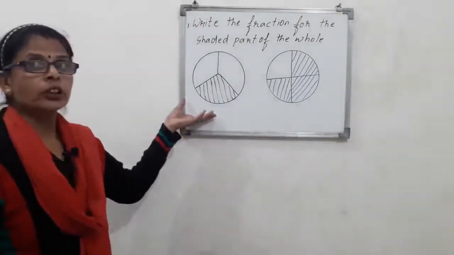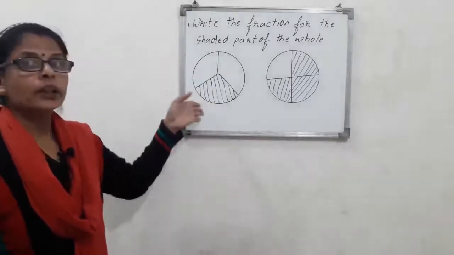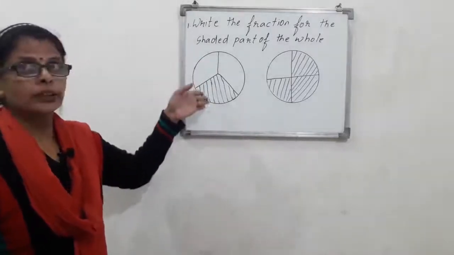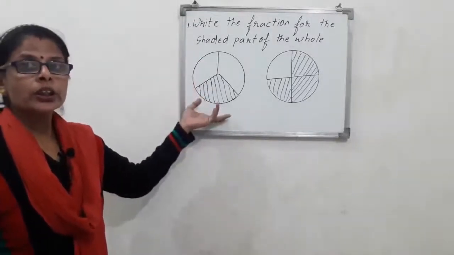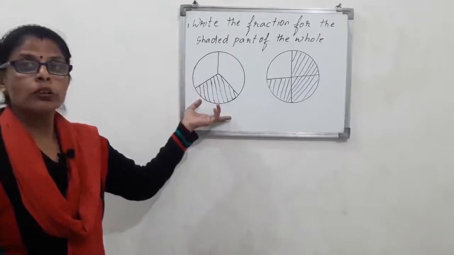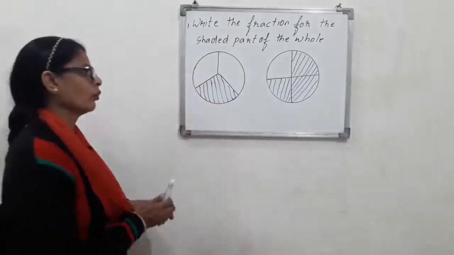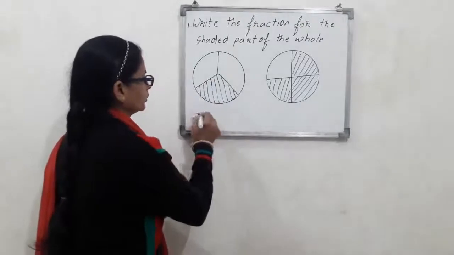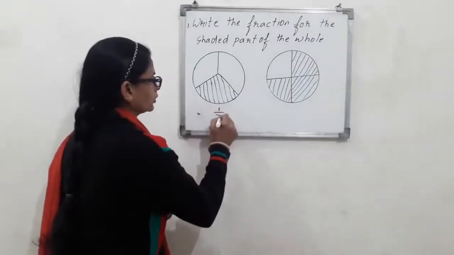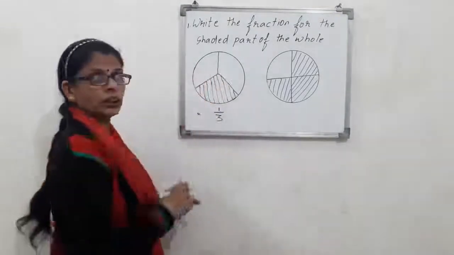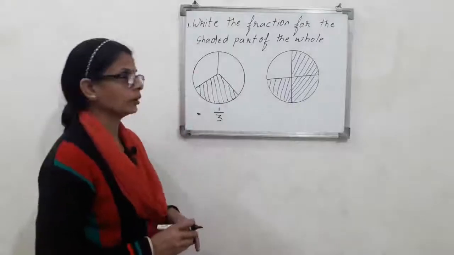Find the fraction for the shaded part of the whole. This is the first figure. How many parts are there in the circle? 3 parts, right? And how many are shaded? 1. So what will be the fraction for the shaded part? 1 upon 3. Total parts are 3 and 1 is shaded.